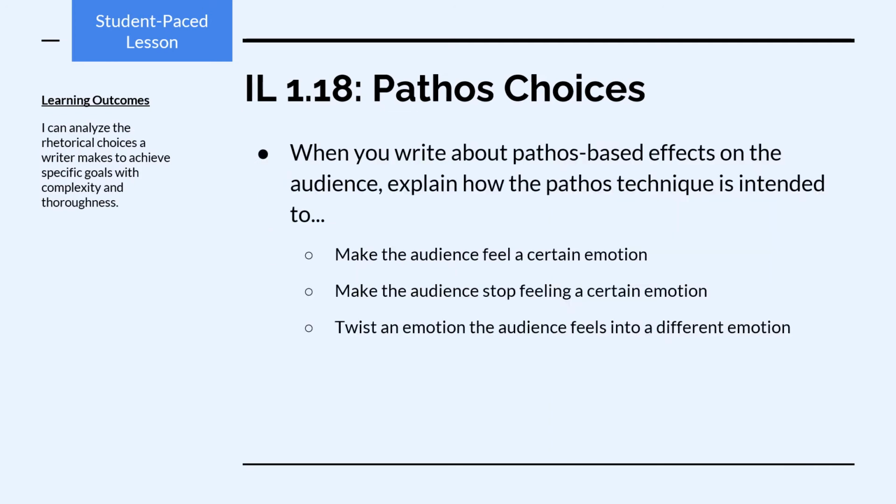When you write about pathos-based effects on the audience, you want to explain how the pathos technique is intended to either make the audience feel a certain emotion, make the audience stop feeling a certain emotion, usually by replacing it with another emotion, or twist an emotion the audience is currently feeling into a different corresponding emotion.